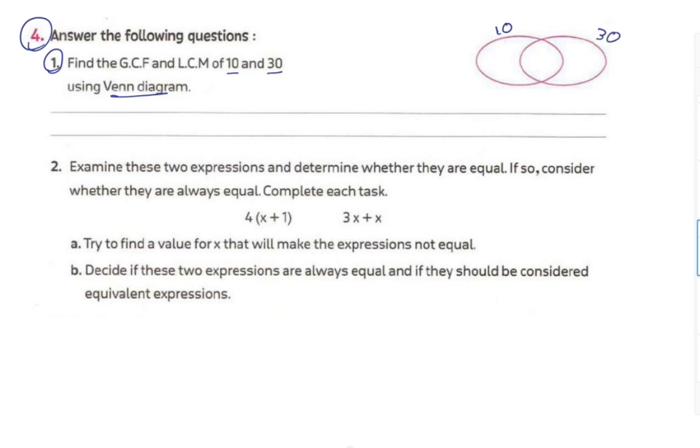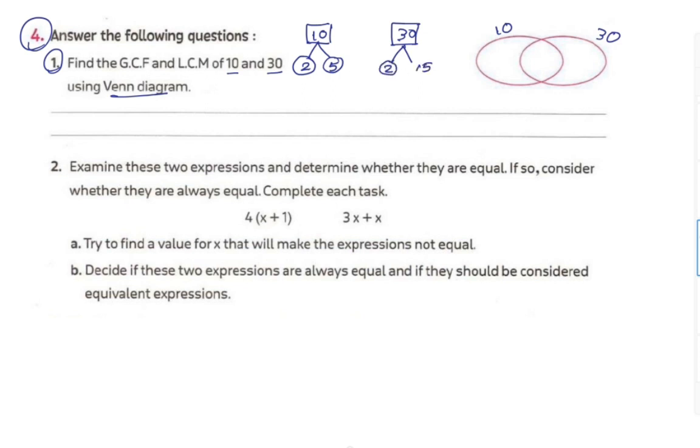Okay, what's the first step? The first step is to prime factorize each number. So I will prime factorize 10. 10 equals what? Try 2 first. 2 times what equals 10? 2 times 5. 2 is prime, 5 is prime. Now we finished prime factorization of 10. Start prime factorization of 30. 2 times what equals 30? 2 times 15 equals 30.